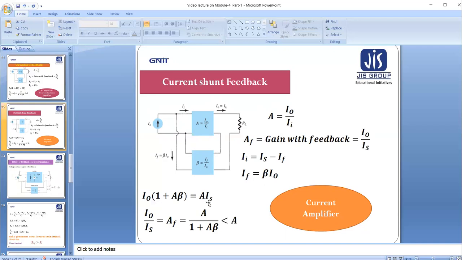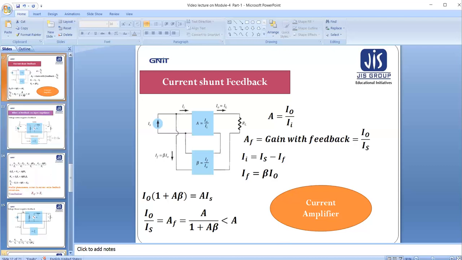So after reorganizing the expression, it becomes I naught into 1 plus A beta equals A IS. I naught by IS equals AF, that is equal to A by 1 plus A beta, which is also less than A. So this circuit is called a current amplifier. We have observed that in all four topologies, the voltage gain or current gain, whatever it may be, is decreased compared to the normal amplifier without any feedback. So negative feedback results in a decrease of the gain.